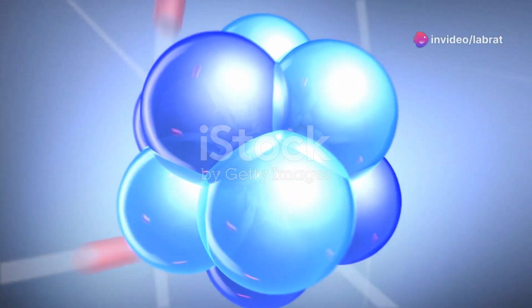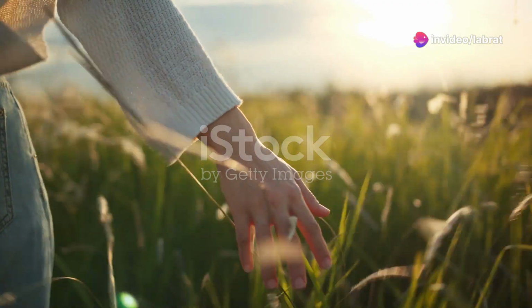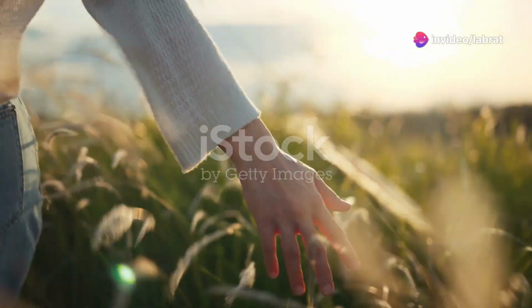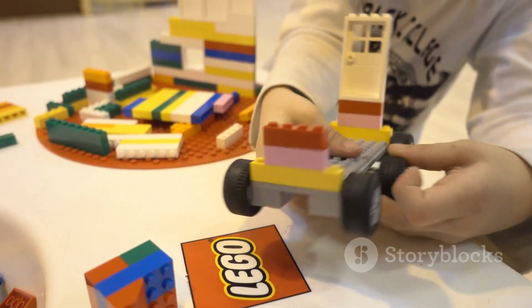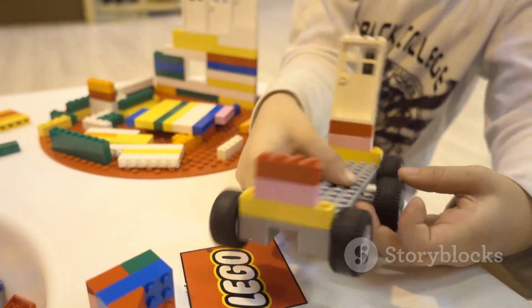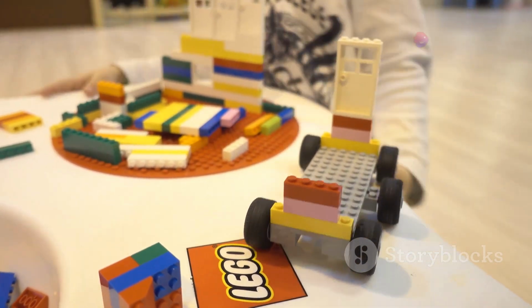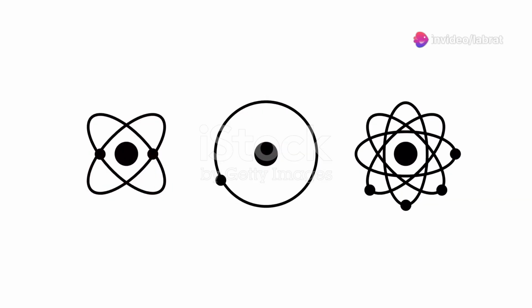Introducing the world of atoms. Everything around us, from the chair you're sitting on to the air you breathe, is made of tiny particles called atoms. Imagine them as incredibly small Lego bricks, so small you can't even see them with a microscope. Just like Legos come in different shapes and sizes, there are different types of atoms called elements.